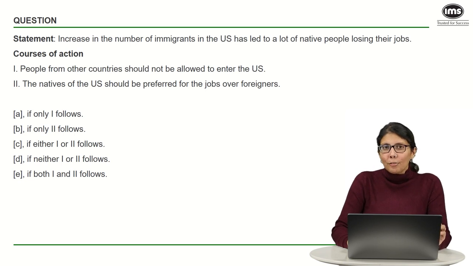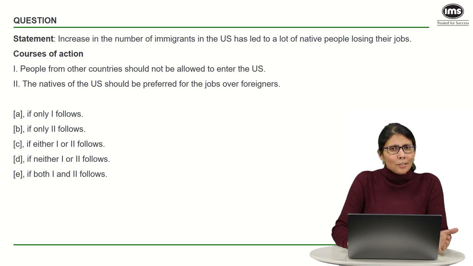What you need to be careful about is that you do not take a biased decision. Don't think of this as an Indian trying to immigrate to the US. Think of it from the problem solution point of view. Let's take a look at the first option here. People from other countries should not be allowed to enter the US.